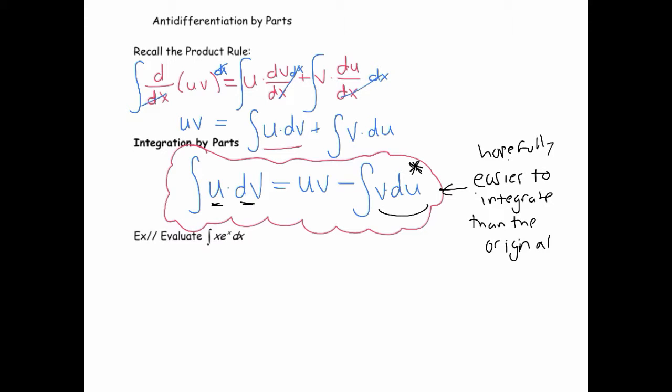So I'm going to let my u be x, and I'm going to let my dv be e to the x dx. And now what I do is take the derivative, so I want to differentiate, and I'm going to take the antiderivative of this piece.